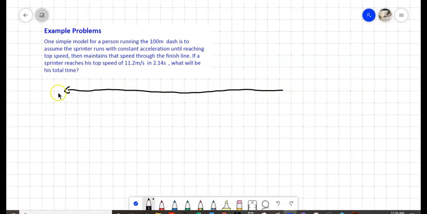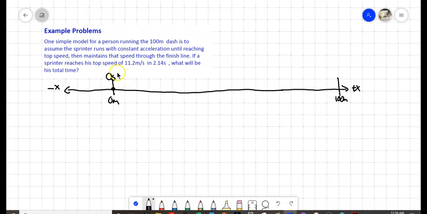And to the left is negative x. To the right, I'm going to extend this, is the positive x direction. And I'm going to say that they're going to be starting off at the 0-meter mark. Okay? And then they're going to be ending the 100-meter dash over here at the 100-meter mark. Okay? And so they're going to start off here not moving at 0 seconds.